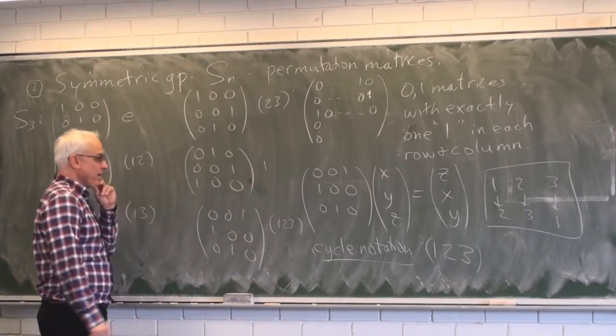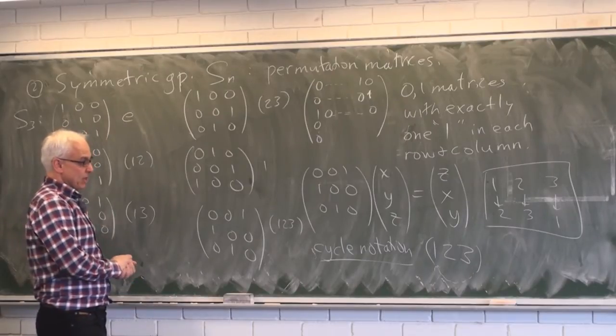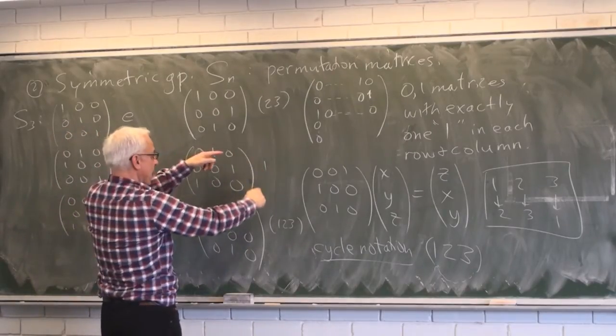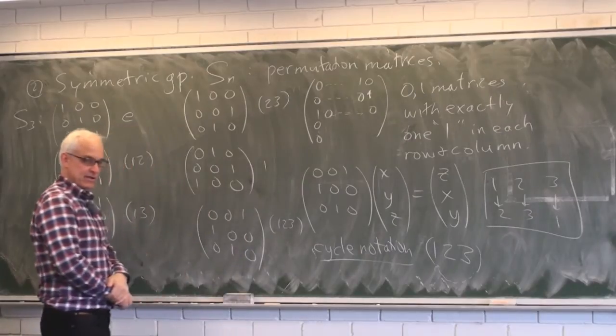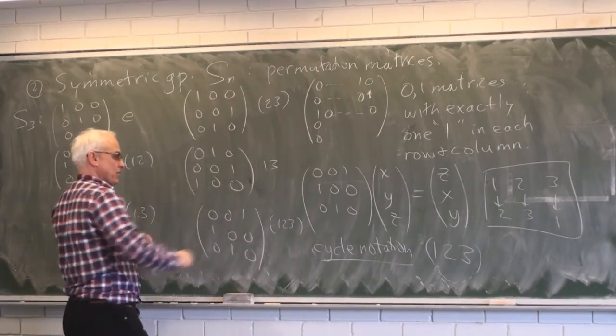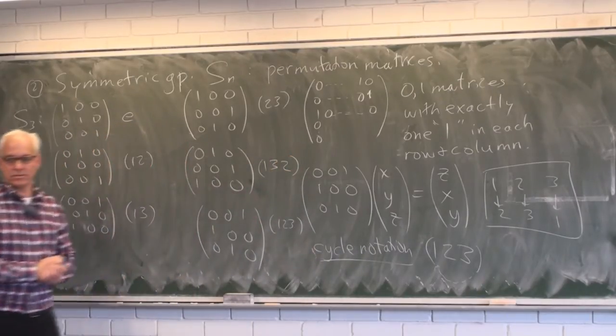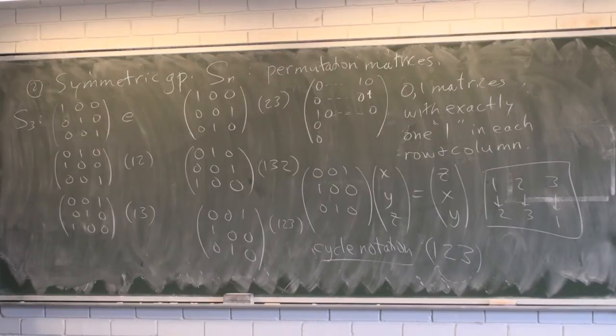Well, if we start with 1, if you multiply it with x, y, z, you'll see that you get y, z, x. So the thing that was in the first position goes to the third position. The thing that was in the third position goes to the second position. And the thing that was in the second position goes back to the first position. So this is the cycle structure for this group.